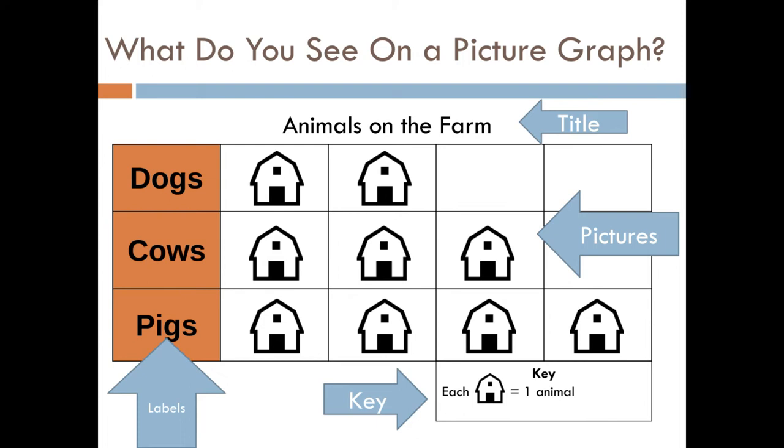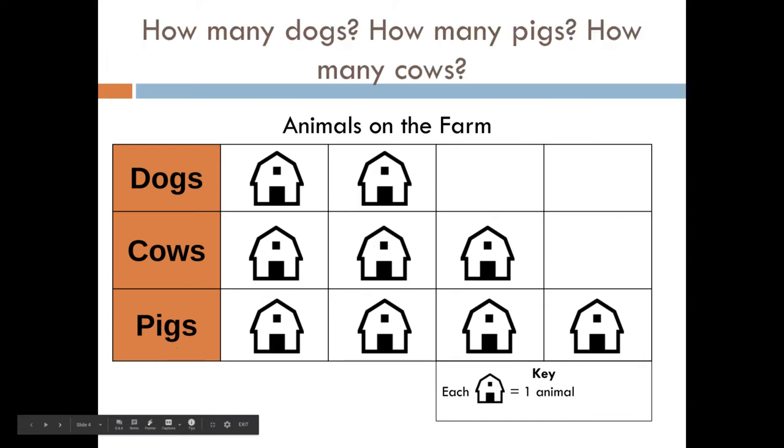If you come across a picture graph that does not have a key, you can assume that each picture represents one. There's another graph called a pictograph that typically will have the key there, and each picture will represent 1 or 2 or 5 or 10, but this is a picture graph. So in most picture graphs, most of the pictures represent 1. How many dogs? How many pigs? How many cows? So on this farm, there are 2 dogs, 3 cows, and 4 pigs.